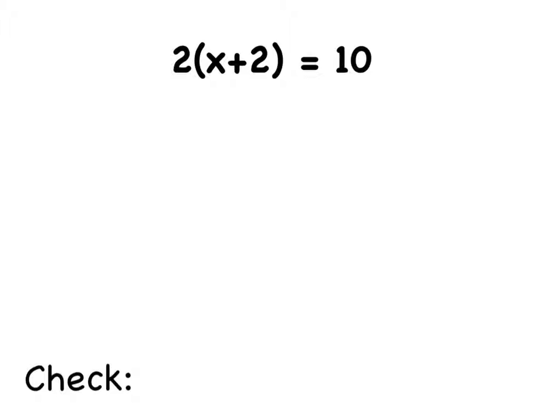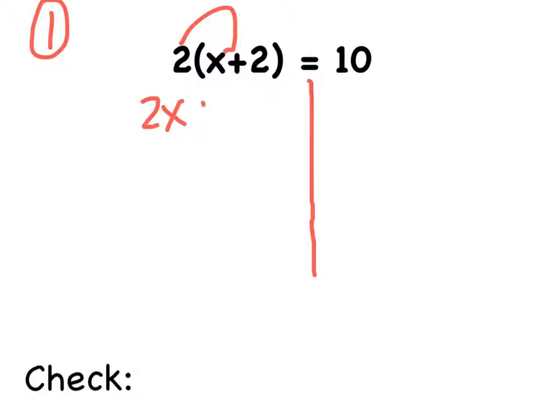Now, remember when we did combining like terms, when we simplified expressions, sometimes we would see examples of the distributive property. Okay? Now, there are actually 2 different ways of solving this problem. So, method 1, we can distribute. So, 2 times x gives us 2x, and 2 times positive 2 gives us 4.